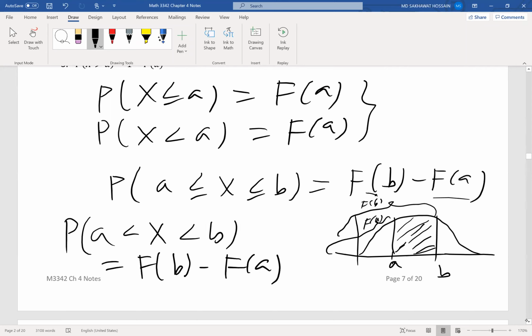So in the continuous case, you do not need to care whether there is an equal sign or not, whether X is greater than or equal to a or whether X is greater than a. It doesn't matter, whether it is strictly greater than or greater than or equal. It will give you the same area. But in the discrete case, you have to be very careful about this notation.